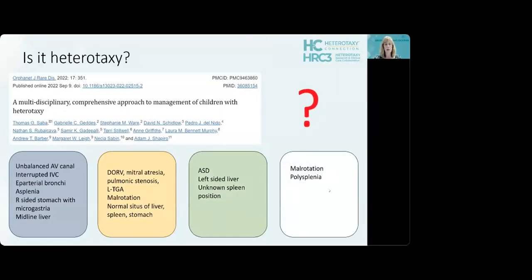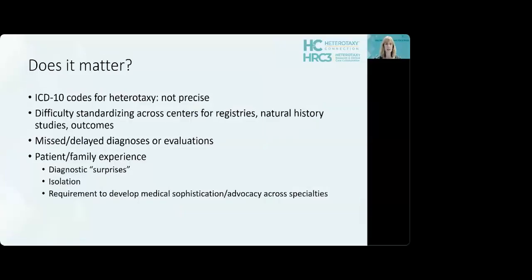I think these are important questions for us to deal with, and they're important from a research standpoint because we would like to have more precise coding. We also would like to make sure our inclusion criteria are standardized and that we have good registries, and the good ability to do natural history studies and outcomes. But more importantly, from a patient care standpoint, if we are not able to do this well, then there's a possibility for missed or delayed diagnoses.